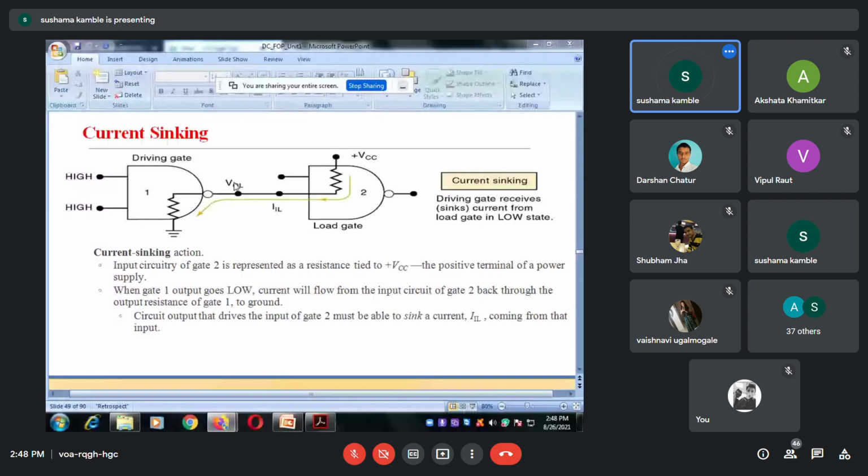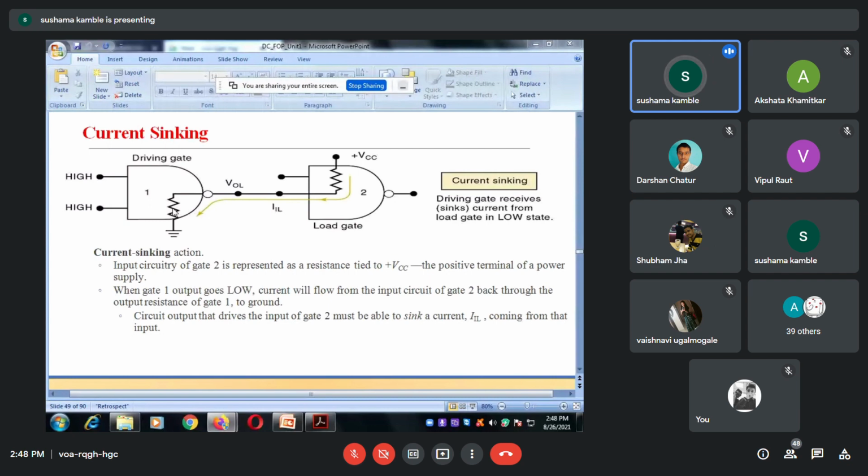What is this? The input circuitry of gate 2 is represented as a resistance tied to the plus VCC, that is, the positive terminal of the supply voltage. So when the gate 1 output goes low, current will flow from the input circuit of gate 2 back to the output resistance of gate 1 to the ground. Do you know how current flows, from higher to lower or lower to higher? Higher to lower.